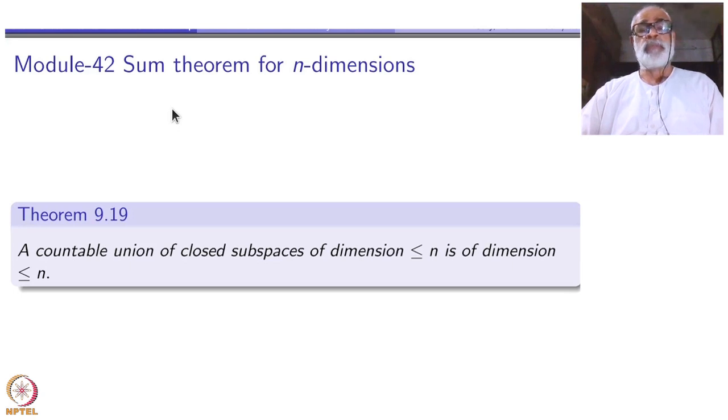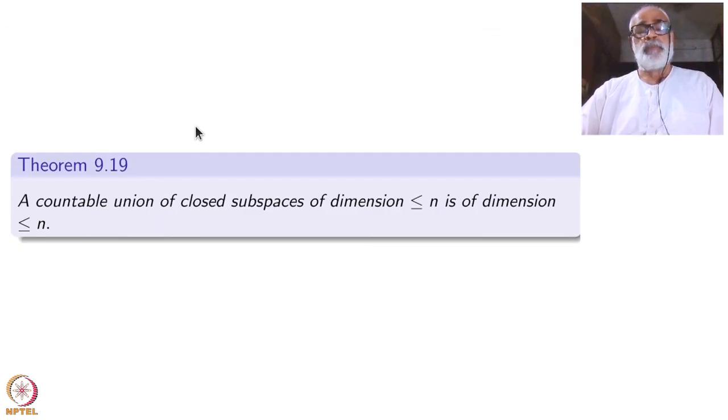So we will now do some theorems for n dimensions. The spirit is the same as we did last time, only we are continuing with more and more results here. A countable union of closed subspaces of dimension less than or equal to n is of dimension less than or equal to n. In other words, a countable union of closed subspaces does not increase the dimension. That is what one has to understand. So I have taken subspaces. Where are they? They are all subspaces of one single separable metric space. Okay.